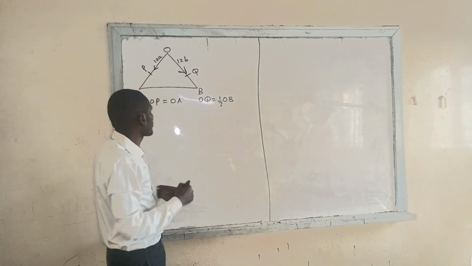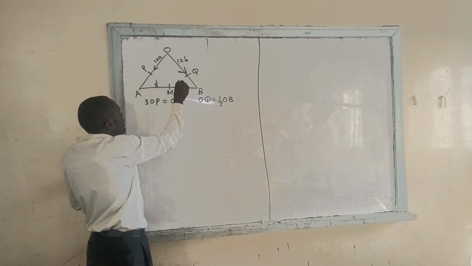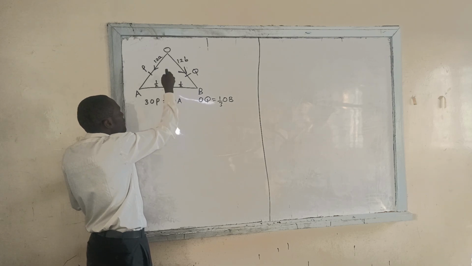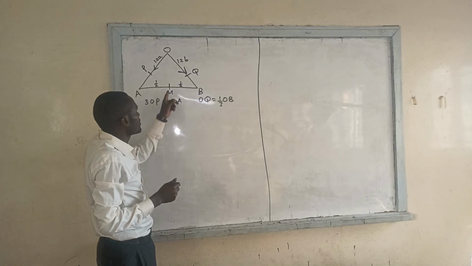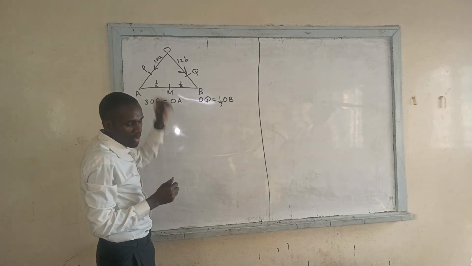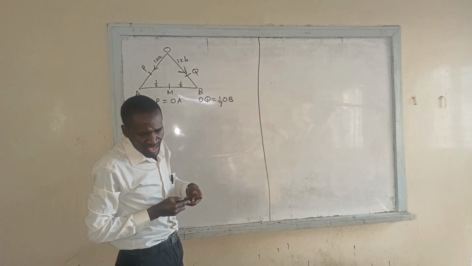And M is the midpoint of AB. M is the midpoint, to mean this is a half of that and this is a half of that. So M is in the middle of AB. That means a half. You see? So this divides AB equally into two equal parts. So you've been told to express the following vectors in terms of A and B.